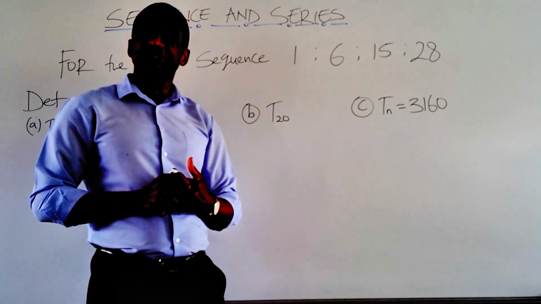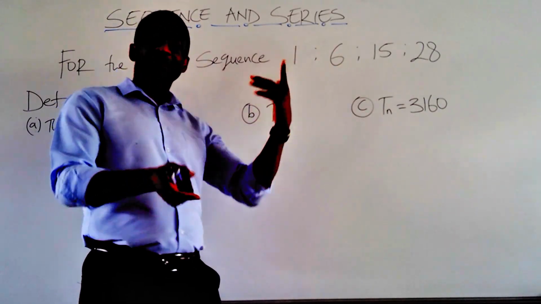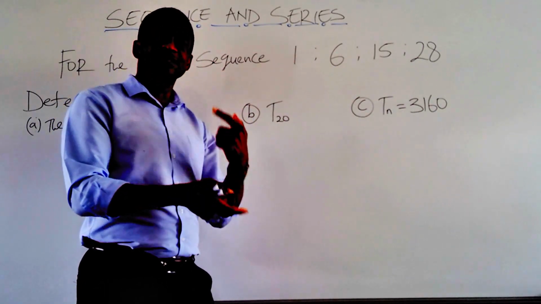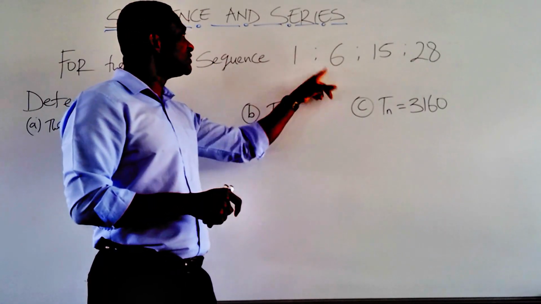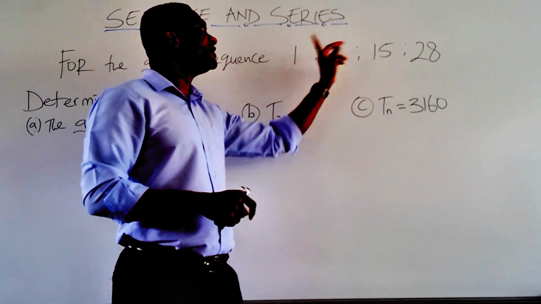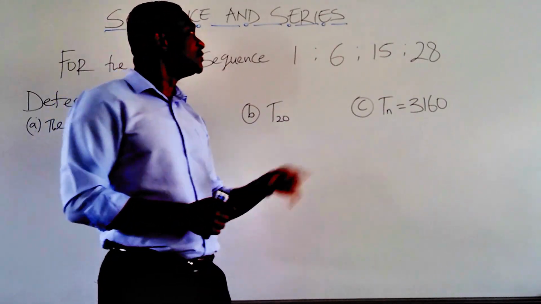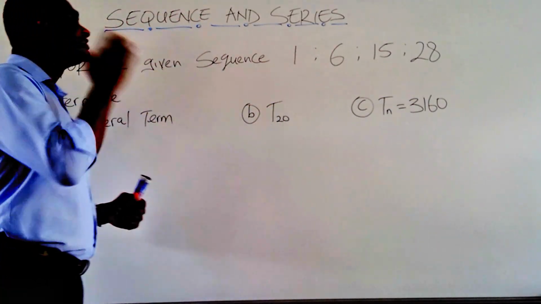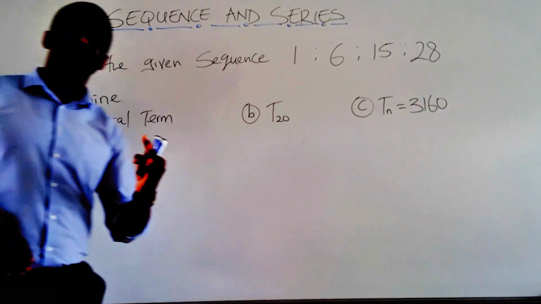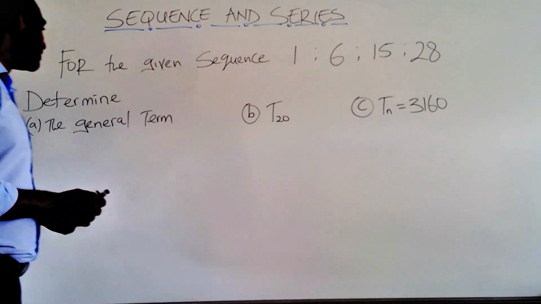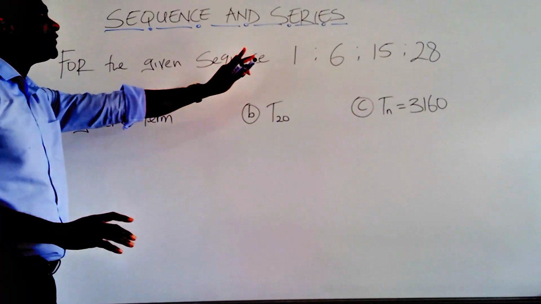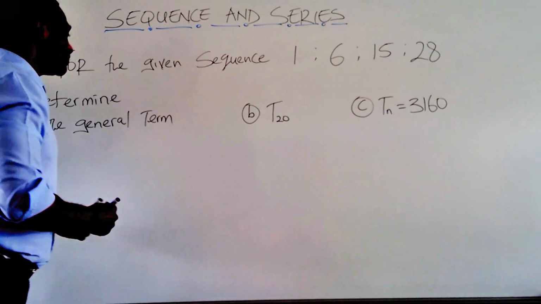We check the common ratio. 6 divided by 1 is 6, 15 divided by 6 is not 6. So that will not apply. So let's check for the second common difference, which characterizes the quadratic number pattern. If we have a second common difference, then that is a quadratic number pattern.